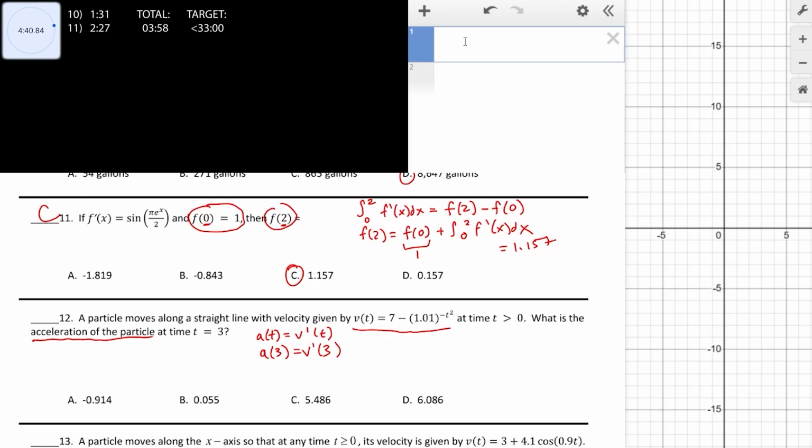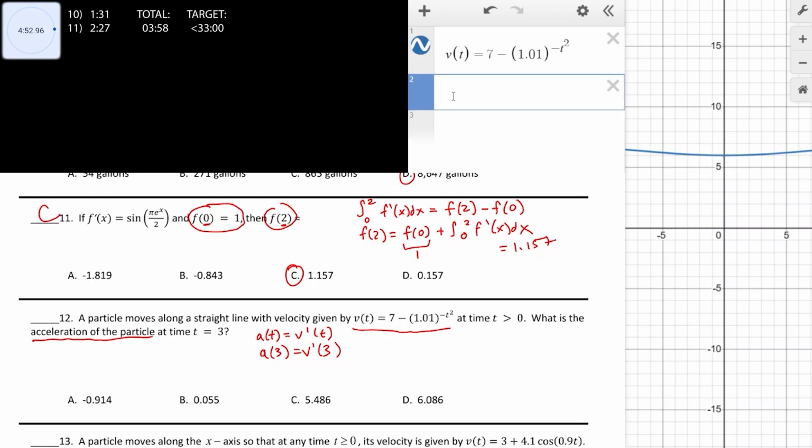So we're going to type in v of t, and that is 7 minus 1.01 to the power of negative t squared. And so what I want is the derivative of that, because remember, acceleration is the derivative of velocity at 3. And so, yeah, that's basically it. So this is going to equal 0.05.